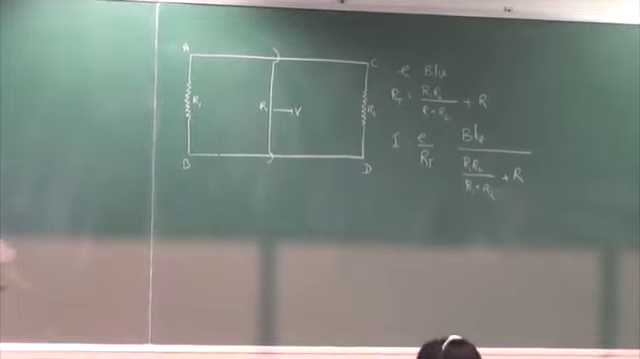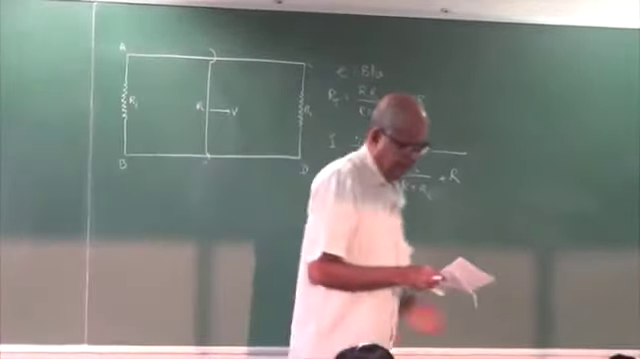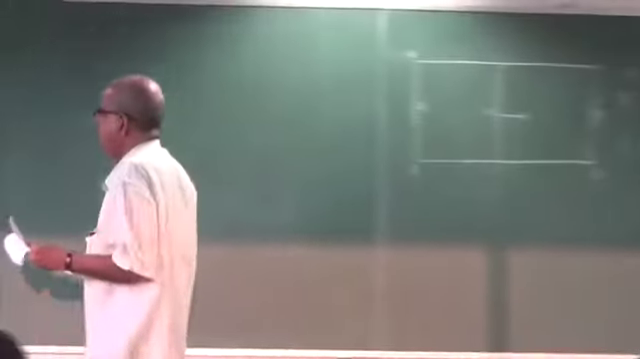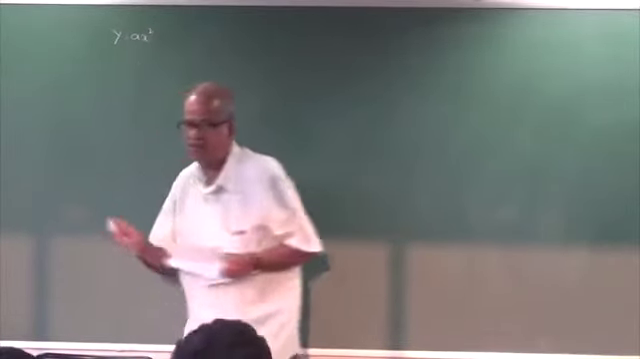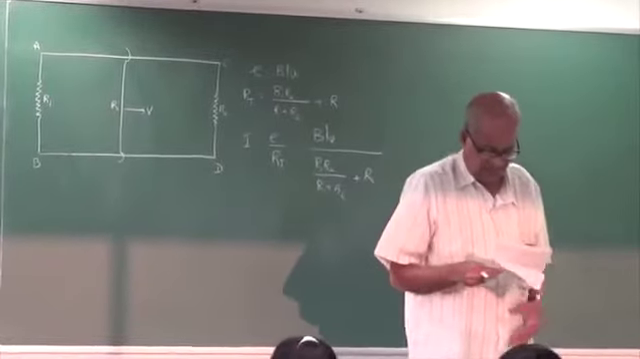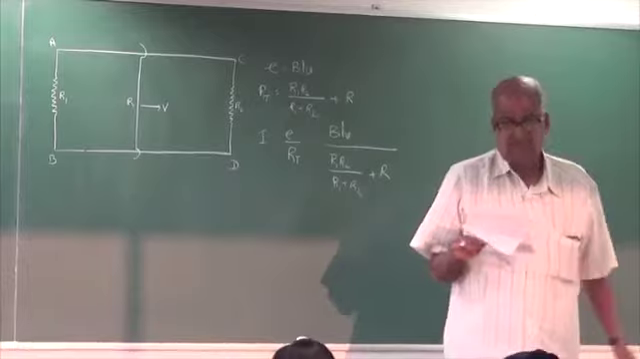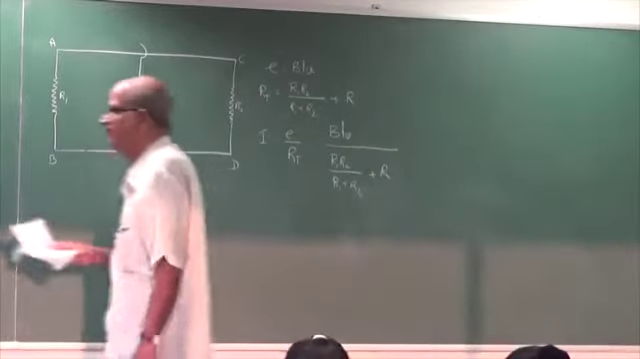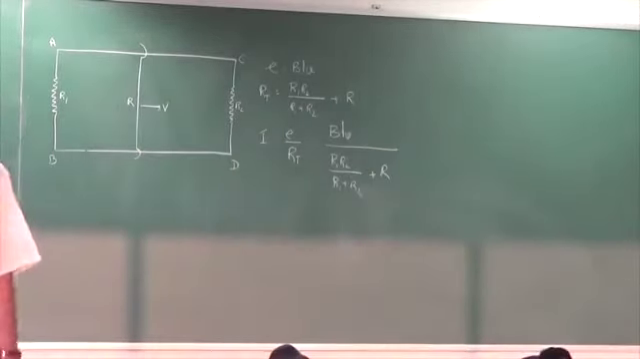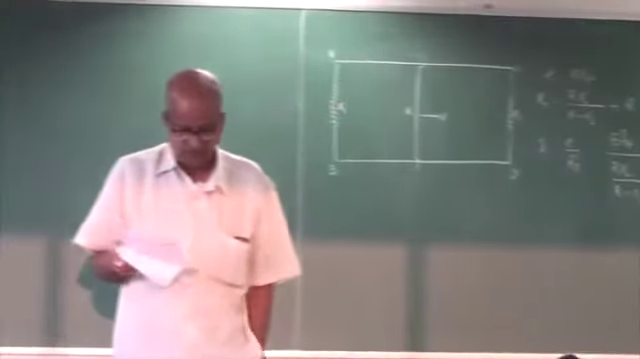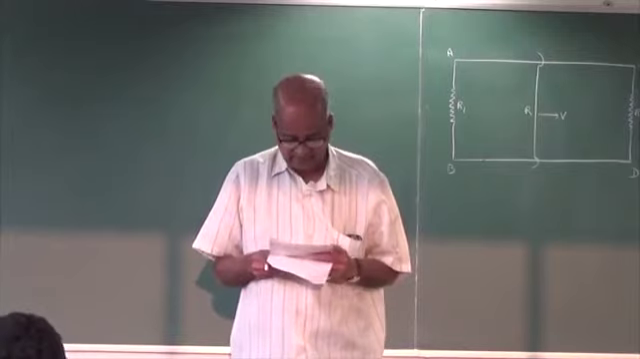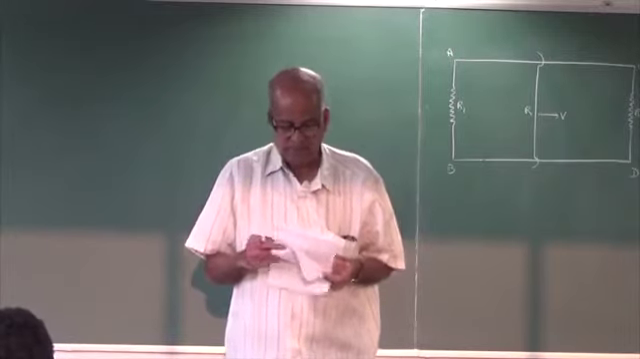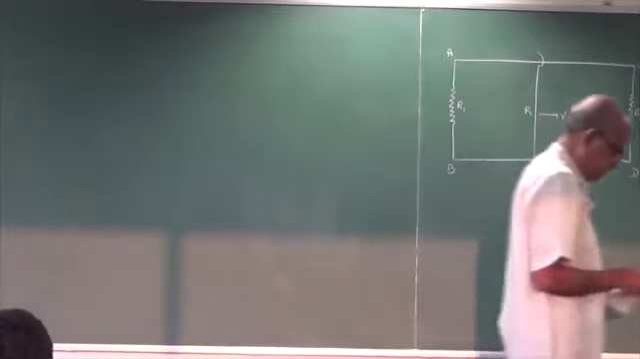Next, a wire bent as a parabola y is equal to ax squared is located in a uniform magnetic field capital B, B vector being perpendicular to the plane xy.